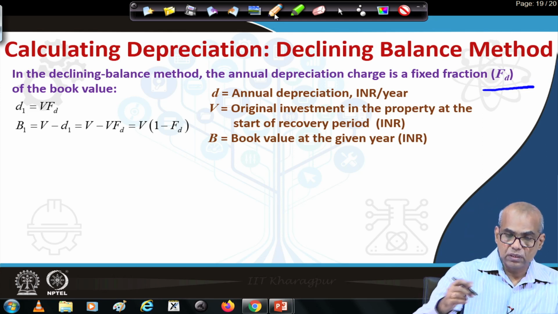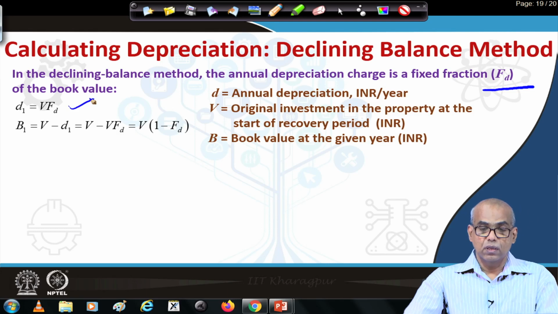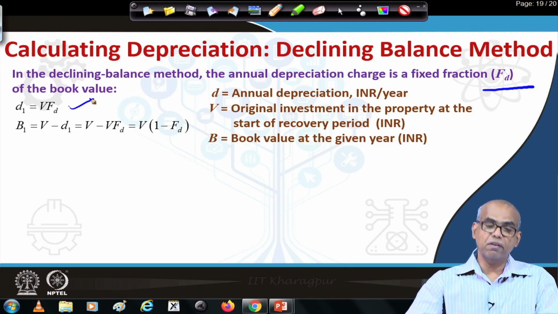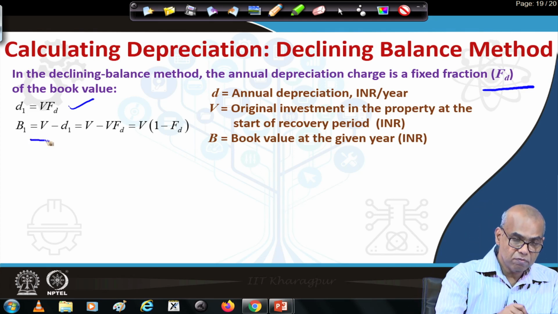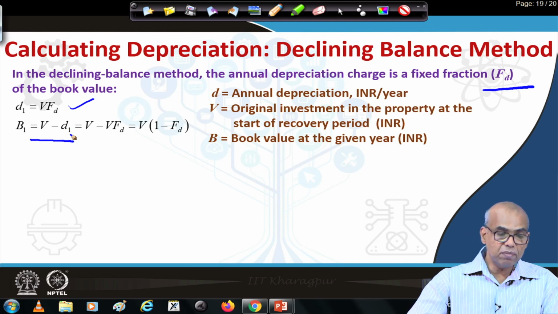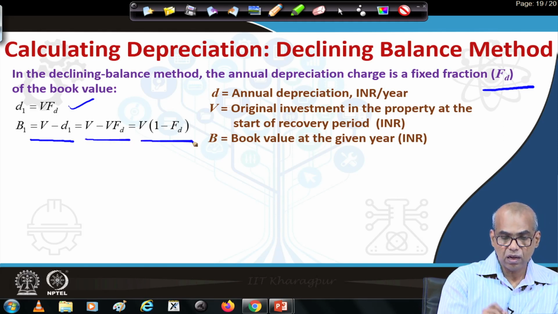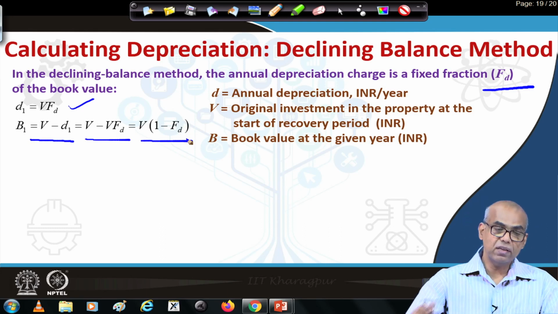So, the depreciation in the first year will be the book value multiplied by the fraction, so V times FD. Depreciation D1 will be V times FD. This much has to be subtracted from the value of the asset, so the book value after the first year will be B1 equal to V minus D1. Now, D1 is nothing but V into FD. So, this gives you V minus V into FD. V can be taken out and you get V into 1 minus FD.